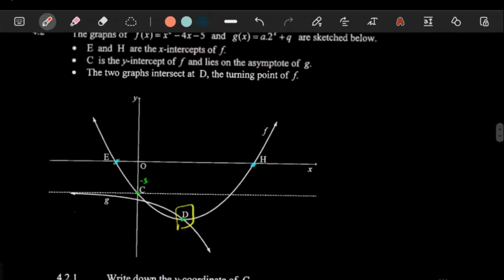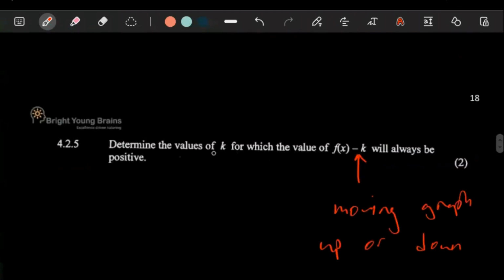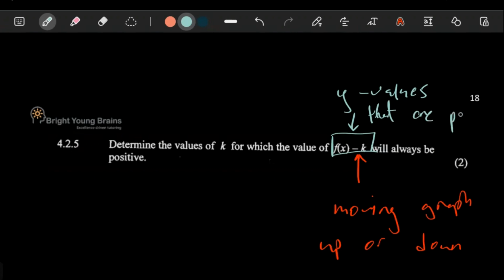So the idea is, if you think of it nicely, your solutions to this equation, the roots of this, determine the values of k for which this equation will always be positive. So this is a scenario where these are y values. So you're adding to it or subtracting from this y value. So they're asking us, where will this graph have y values that are positive?